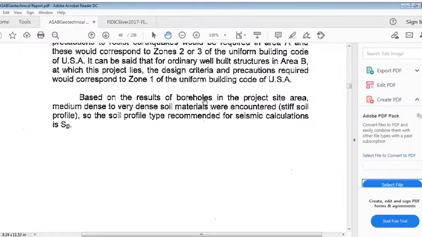Based on the results of boreholes in the project site area, medium dense to very dense soil materials were encountered. Stiff soil profile, so the soil profile type recommended for seismic calculations is SD.